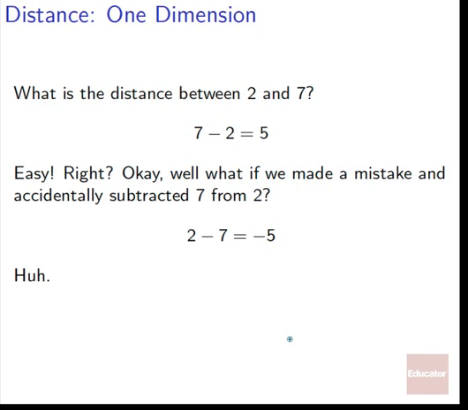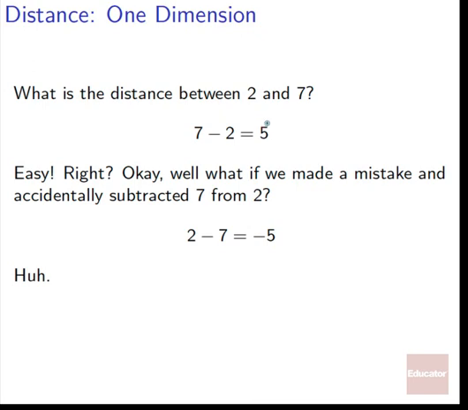Well, that doesn't really make sense because distance has to be a positive length, right? There's no such thing as a negative length. If we're measuring something, you can't say, oh yeah, that guy is negative 2 meters tall. We can't say his length is negative 2. So negative 5 doesn't really work.